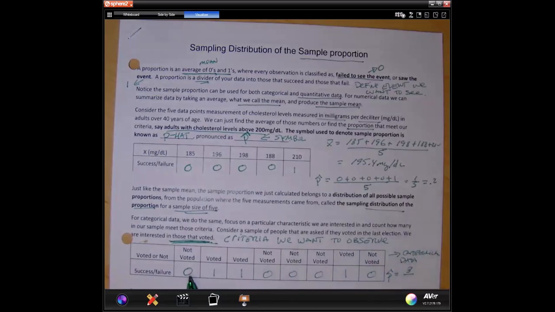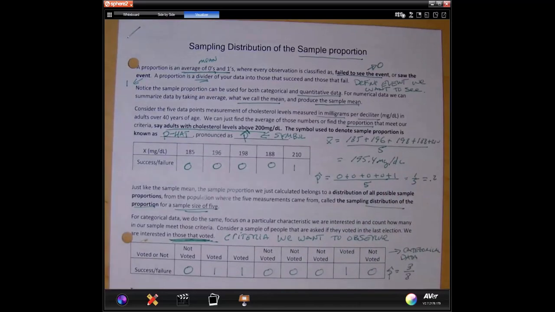And then out of 1, 2, 3, 4, 5, 6, 7, 8. So there's my p hat. Again, we could do this, but we recognize that the zeros don't add anything, so we just count successes. In this case, it would have been 1 out of 5. Next, we're going to go to one more website.